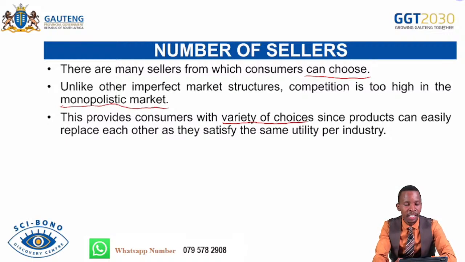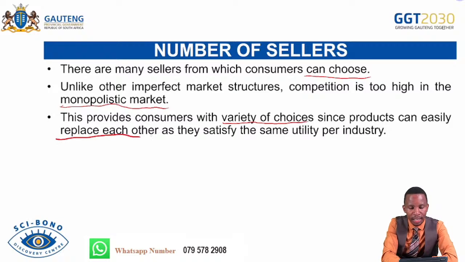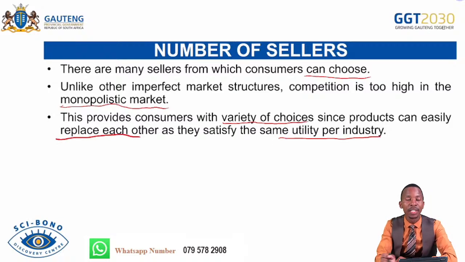So products can easily replace each other as they satisfy the same utility. I've been saying that. These goods supplied under monopolistic competition can simply replace each other easily because they satisfy a similar utility, meaning they are substitutes for each other.